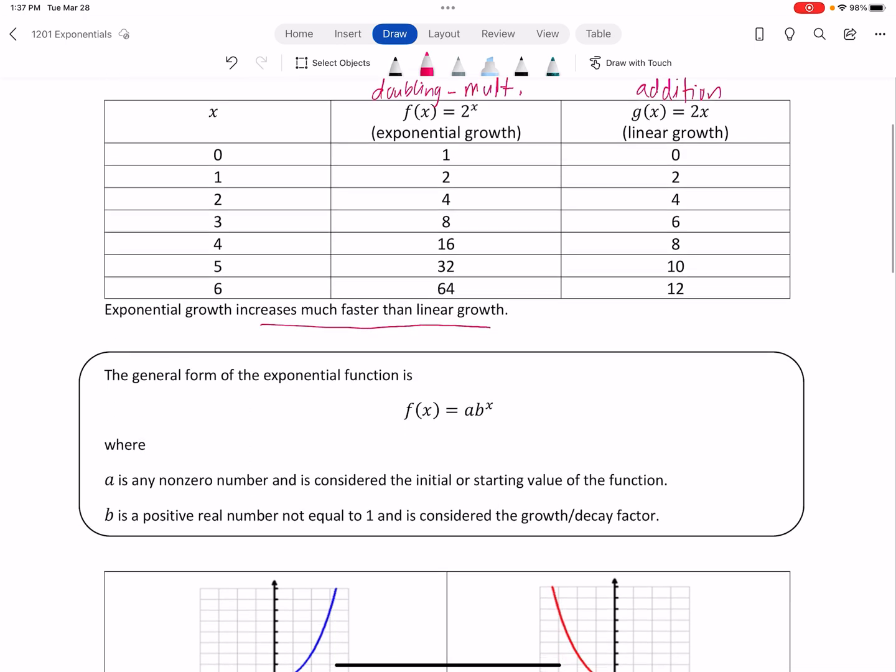So an exponential function looks like a times b to the x, where a is some non-zero number, and we think of it as the initial or starting value of the function. You can think of it as the y-intercept. And then b is a positive number not equal to 1.